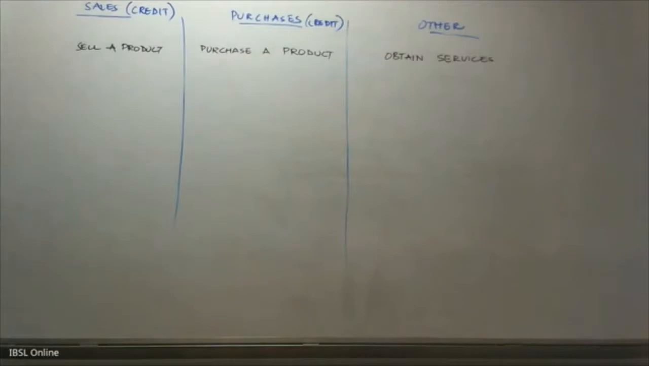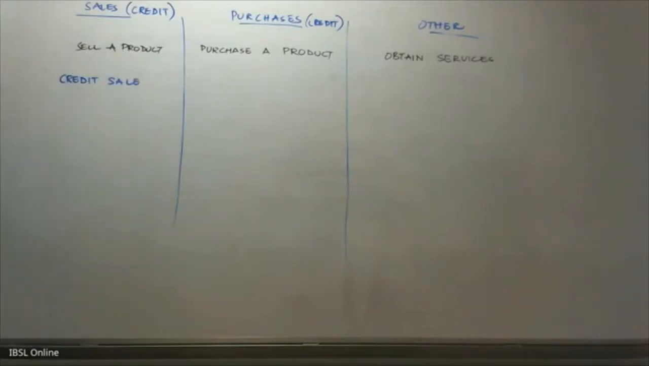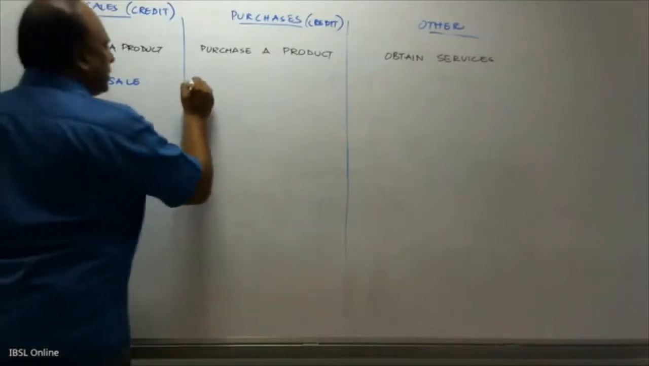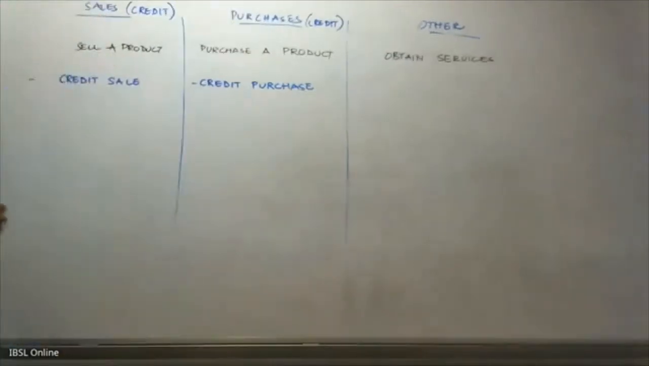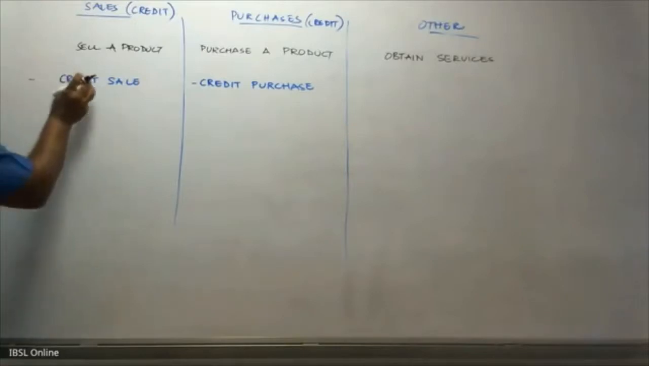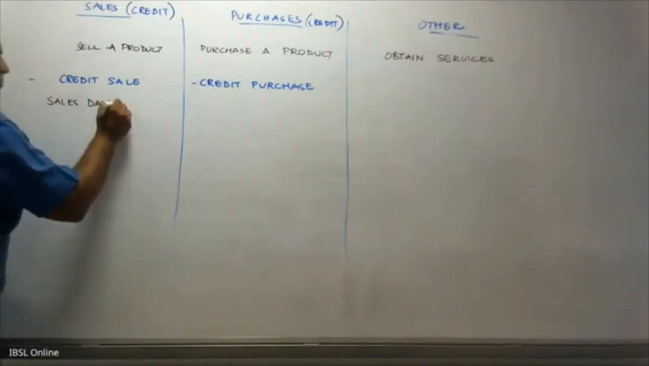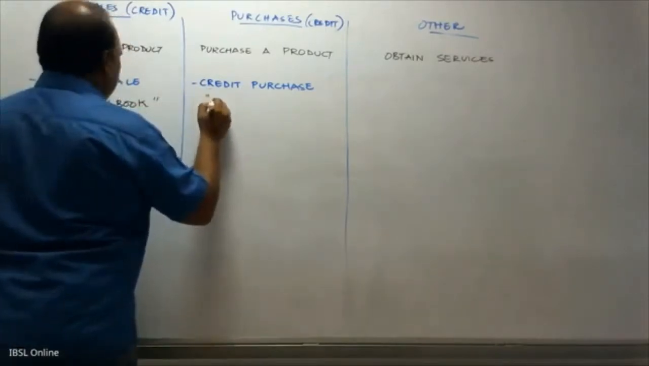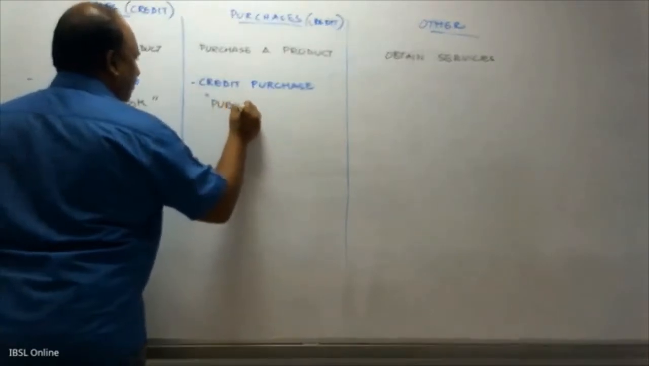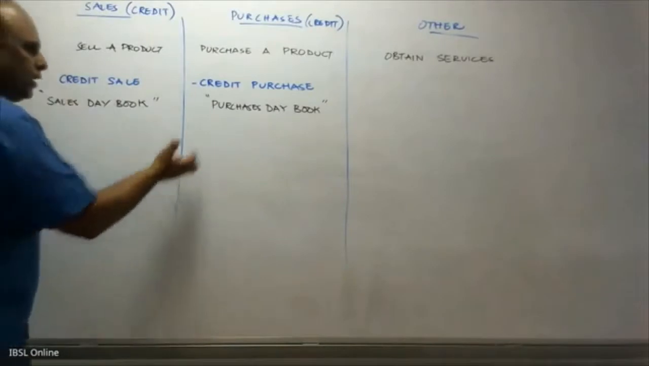Right? So, when you do a sale on credit terms, that we call it as a credit sale. Credit sale. You do a purchase here, that is a credit purchase. Now the question here is, where will you record this credit sale? That goes into the sales day book. So the credit sale goes into the sales day book. Credit purchase goes into the purchases day book. So what do you mean by that? Here you sell something, here you buy something.